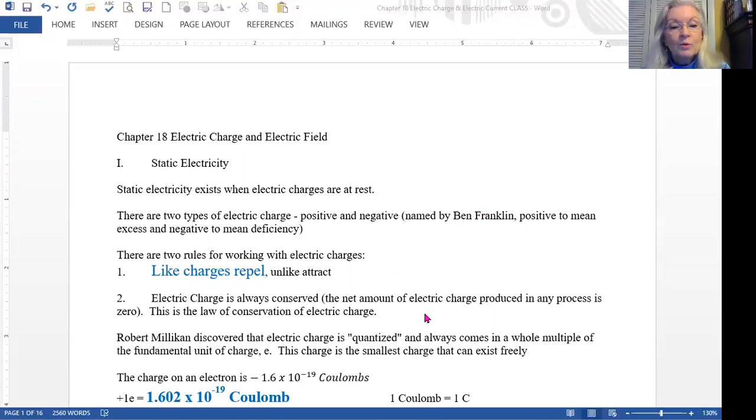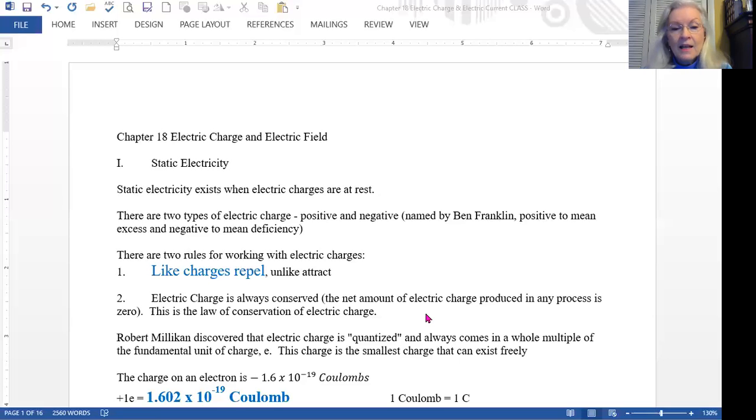And our second rule is that electric charge is always conserved. So what does that tell us? That tells us that you can't produce charge out of nothing, and you can't make it disappear. It has to always be accounted for. And we'll see this in several of our examples. This is the law of conservation of electric charge.